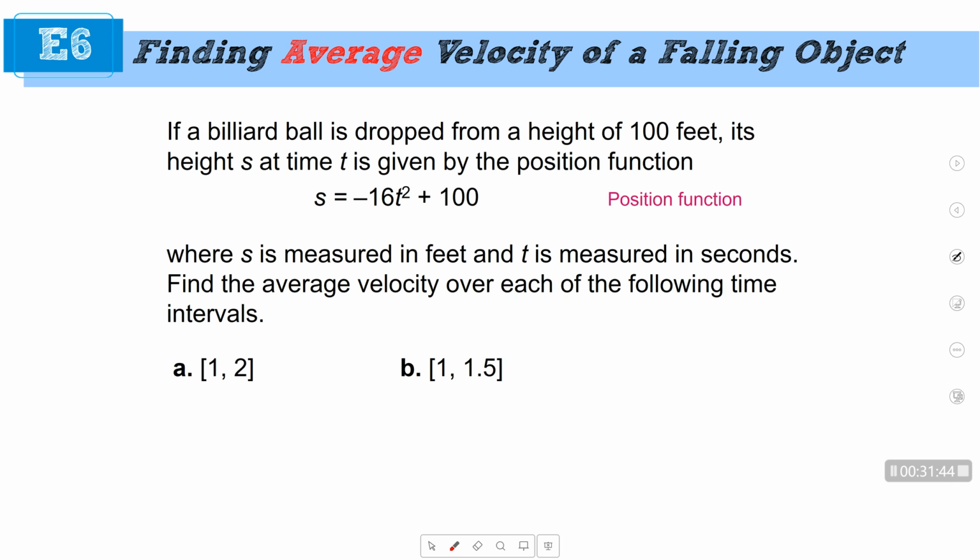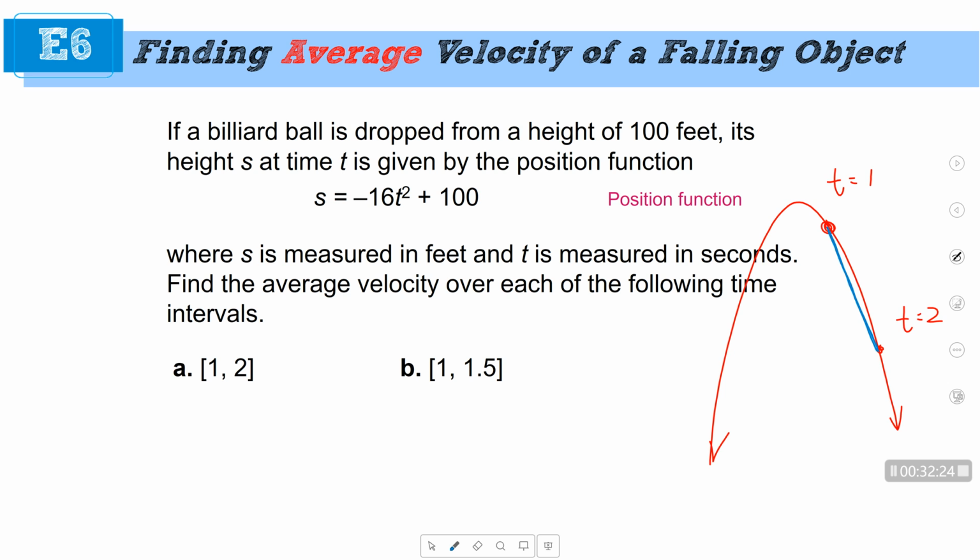I have this function, -16t squared plus 100, which is an upside-down parabola. Looks something like that. And I want to calculate the average velocity from t equals 1 to t equals 2. Average velocity is the same thing as the slope of the secant line. So from a graphical standpoint, what I mean by that is the slope of this line.